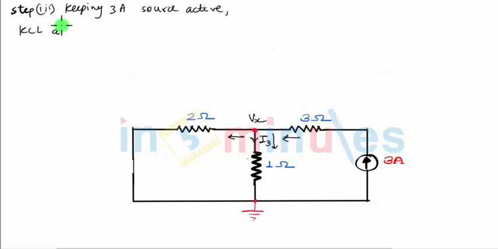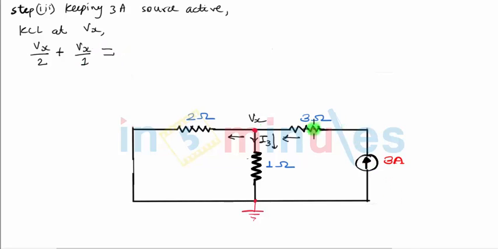So KCL at Vx will give: sum of outgoing currents will be equal to incoming currents. The first outgoing current through the 2 ohm resistance will be nothing but Vx by 2, because there is no other voltage source here. The second current in this vertical branch will be nothing but Vx by 1, and this will be equal to the current in this branch.